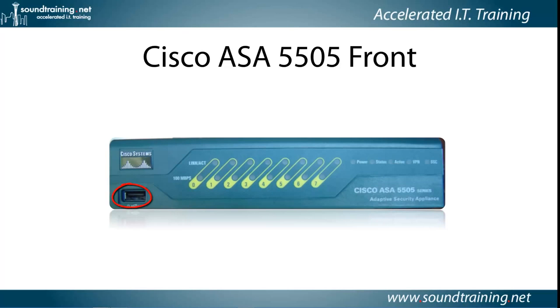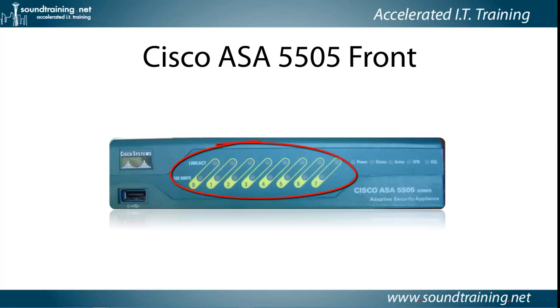In the lower left-hand corner, you see a USB 2.0 port that is inactive, and it's reserved for future use. It's been reserved for future use since the ASAs first came out back in the mid-2000s, so I'm not sure what Cisco's planning to do with that. You would think that by now it would be active for something, but it's not.